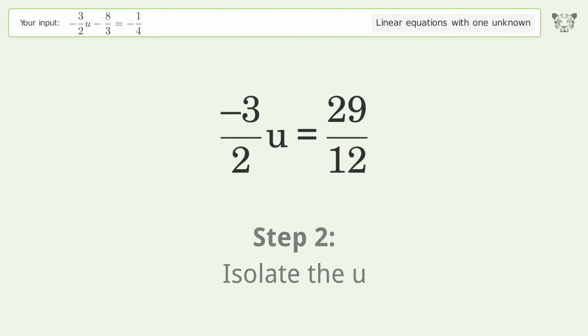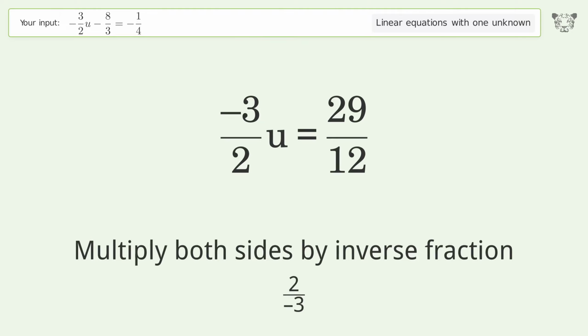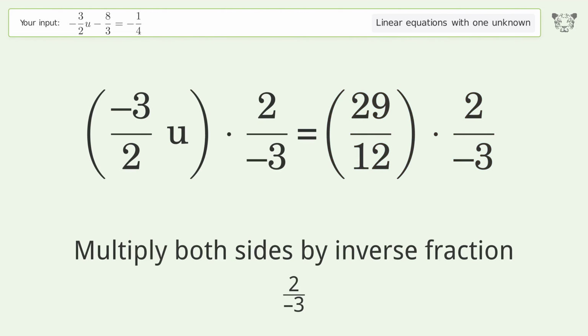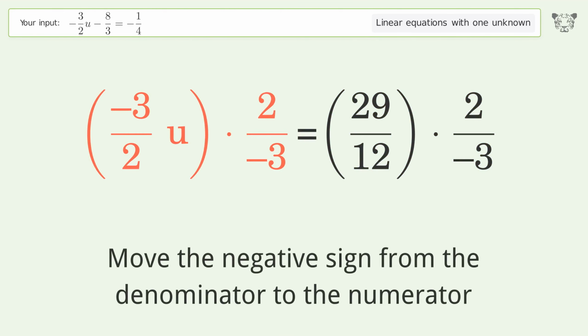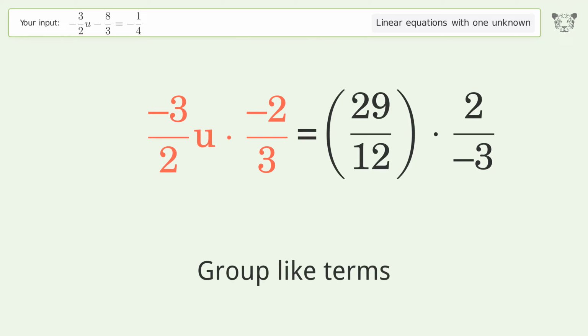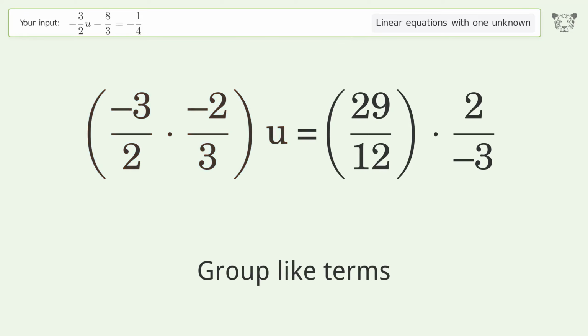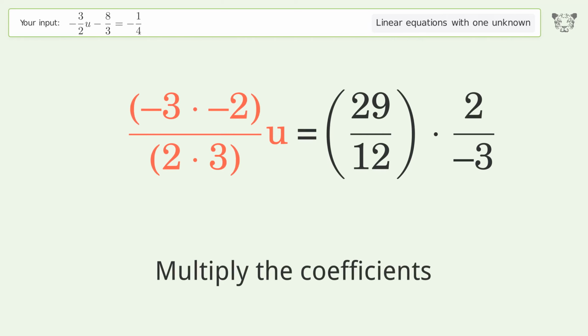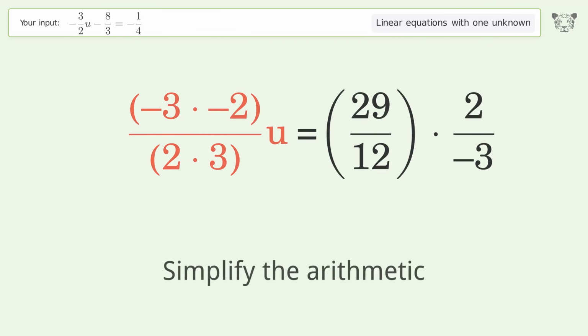Isolate the u. Multiply both sides by inverse fraction 2 over negative 3. Move the negative sign from the denominator to the numerator. Group like terms. Multiply the coefficients. Simplify the arithmetic.